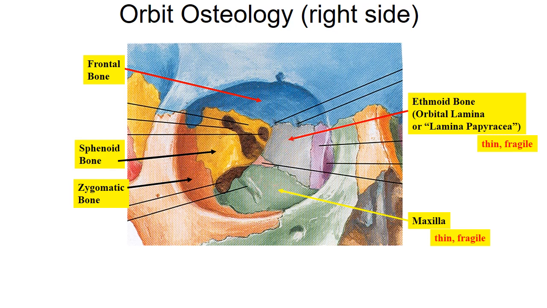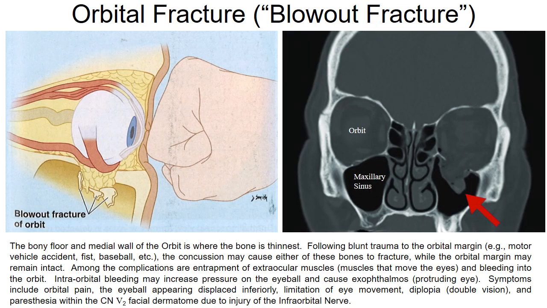So all of this, the medial wall and the floor, is pretty thin and fragile right here. And this brings us to an important clinical correlation, which is the concept of a blowout fracture, which is an orbital fracture. Now this right here is a head CT, and you can see there's the orbit right there. The floor of the orbit, of course, again, is maxilla. There's the lamina papyracea right there, that part of the ethmoid bone. These are the ethmoid air cells actually right there.